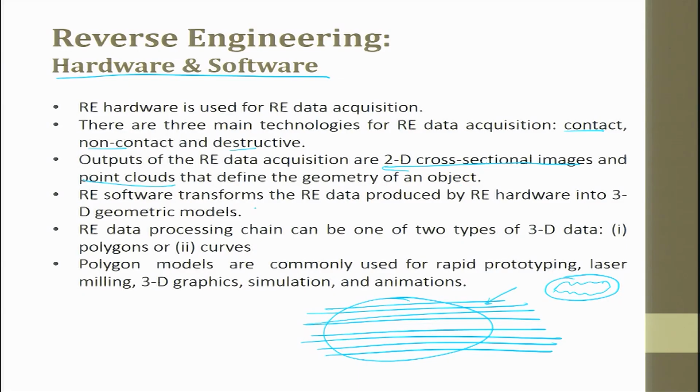RE software transforms the RE data produced by RE hardware into 3D geometric models. The RE data processing chain can be one of two types of 3D data: it can be polygon or it can be curves. It is basically the mathematics. Polygon models are commonly used for rapid prototyping, laser milling, 3D graphics, simulation and animation. So, polygon models are commonly used for rapid prototyping techniques.